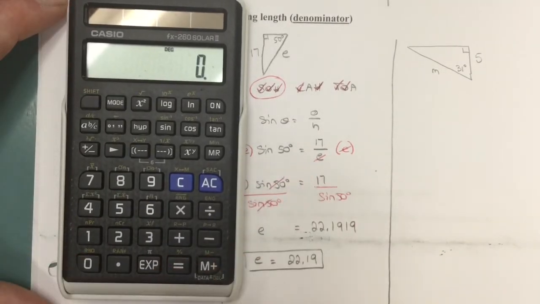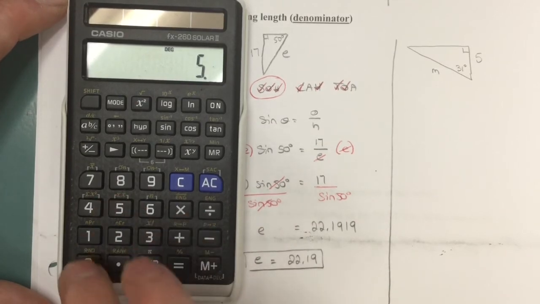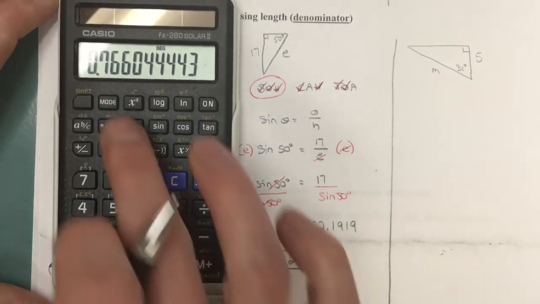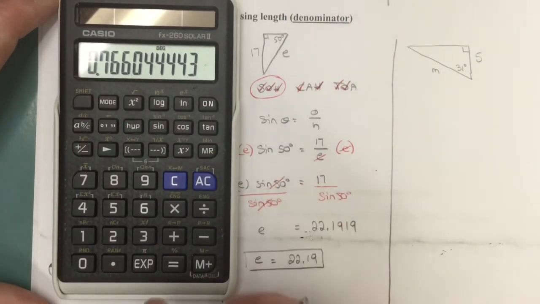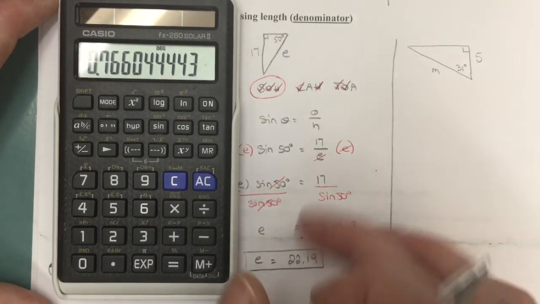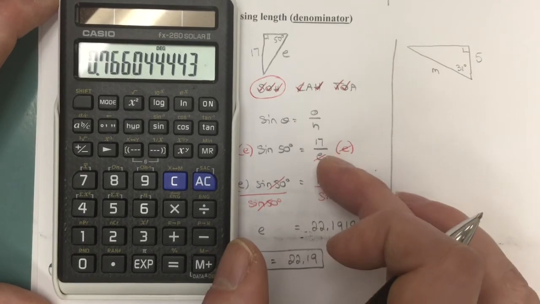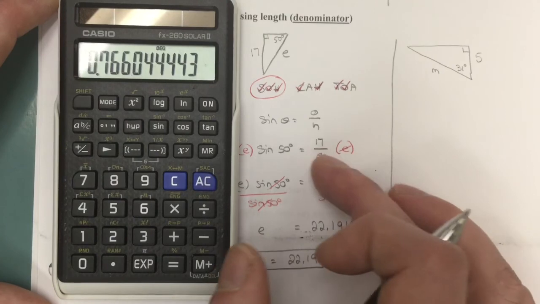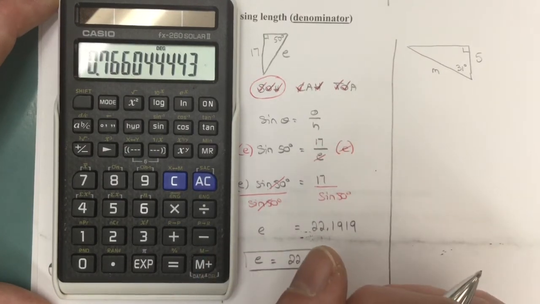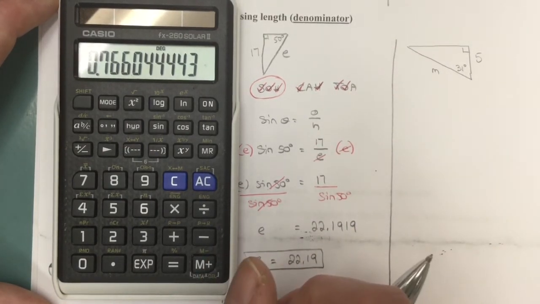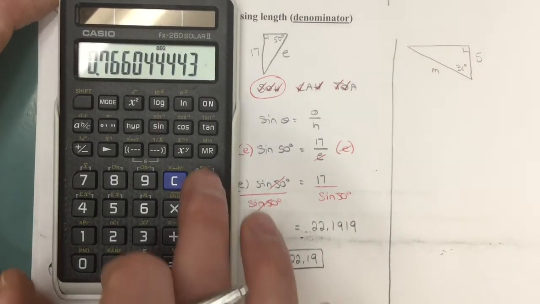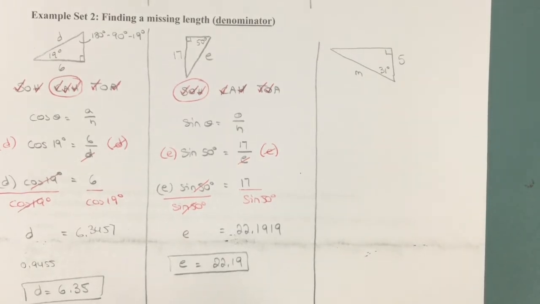Just to quickly think through this, I know the ratio has to be the sine of 50, which is approximately 0.77, approximately 3/4. And I know that I have to divide 17 by something to give me 3/4. And that means that the E value has to be bigger than 17, so that I get something like 0.77. And that number is 22.19. So let's do the third example.